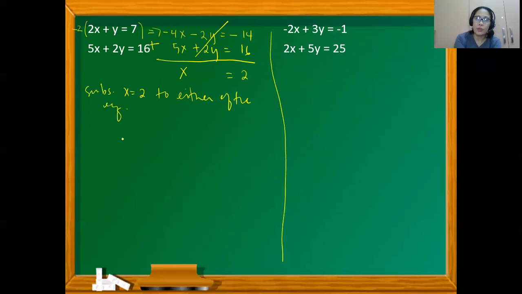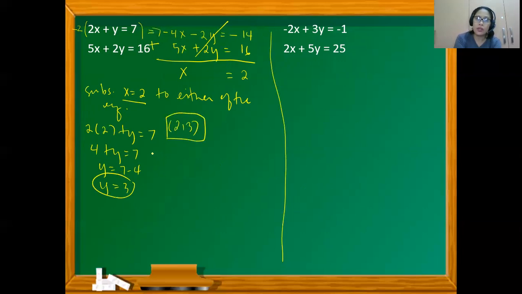Okay? So if we're going to make use of the first equation and substitute x equals 2, we have 2 times 2 plus y equals 7. So we have 4 plus y equals 7. Transpose 4 on the other side. So we have y equals 3. So the solution then is (2, 3).